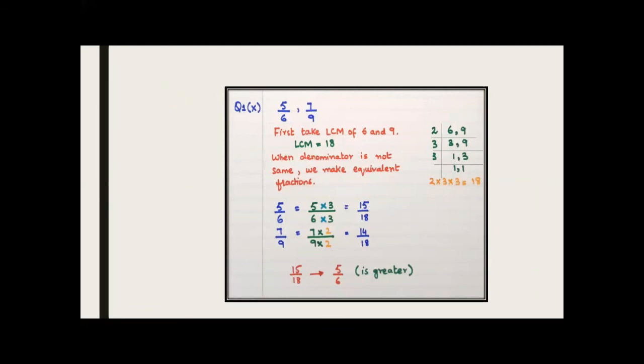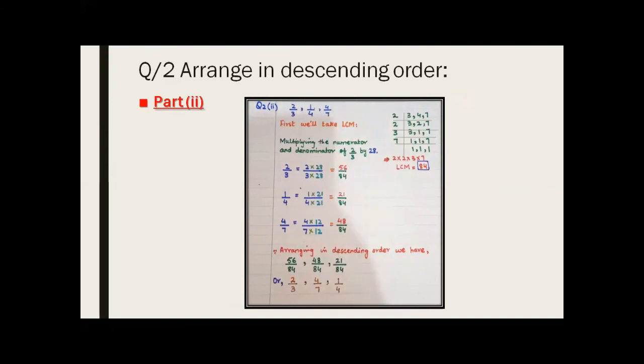Okay, we have done 3 parts from question number 1. Now question number 2. Question number 2 is arrange in descending order, part number 2. Okay, the question is 2 over 3, 1 over 4 and 4 over 7. All the denominators are different, so these are unlike fractions. First, we will take the LCM of all denominators, 3, 4, 7. Take the LCM by the prime factor method, by prime factor values like 2, 3, 5, 7. These all are prime factor values.